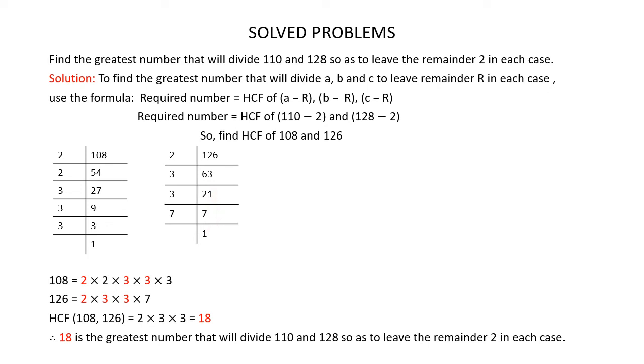So 126 can be written as 2 multiplied by 3 multiplied by 3 multiplied by 7. When you look at these factors, you'll notice that the common factors are 2, 3 and 3. So HCF of 108 and 126 is equal to 2 multiplied by 3 multiplied by 3, which is 18. So 18 is the required number here. Therefore, 18 is the greatest number that will divide 110 and 128 so as to leave the remainder 2 in each case.